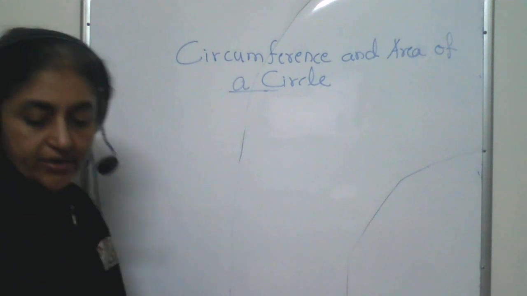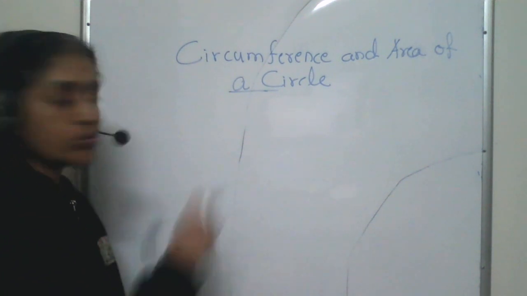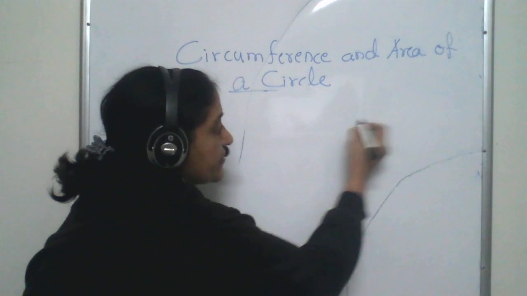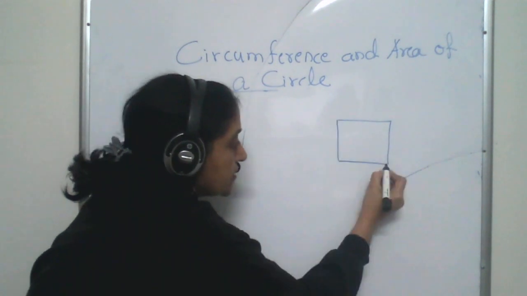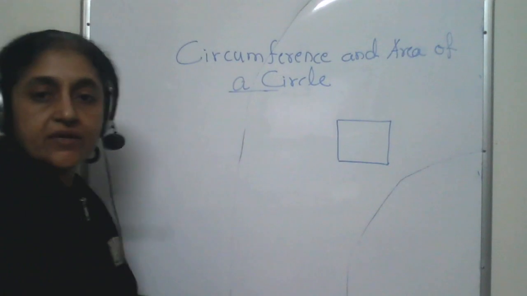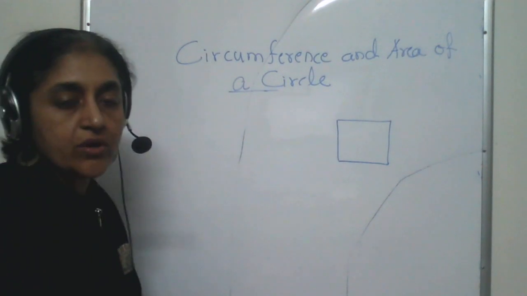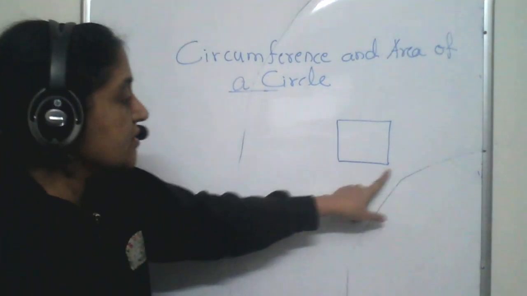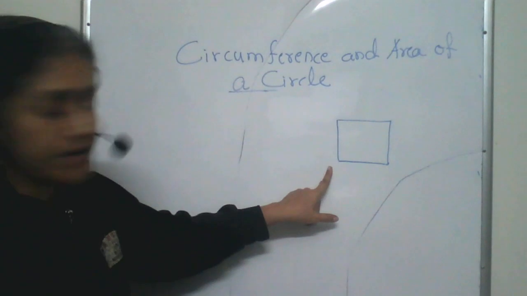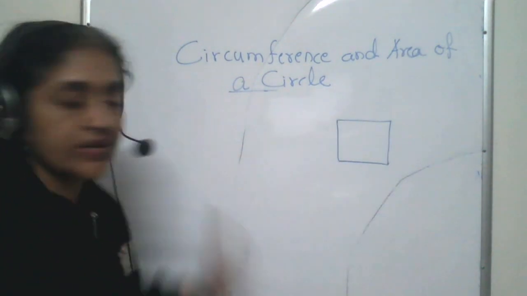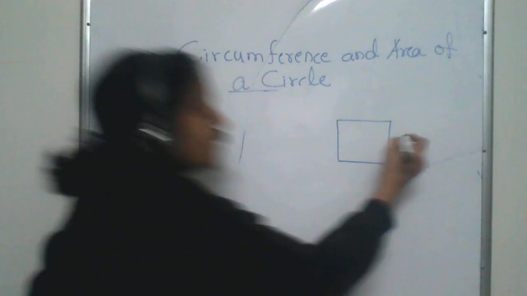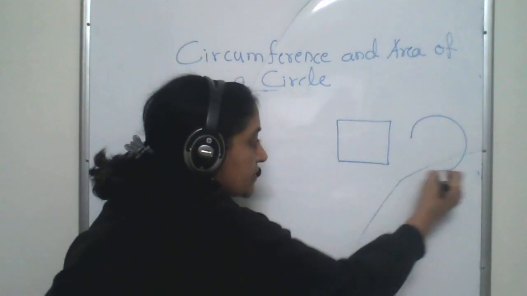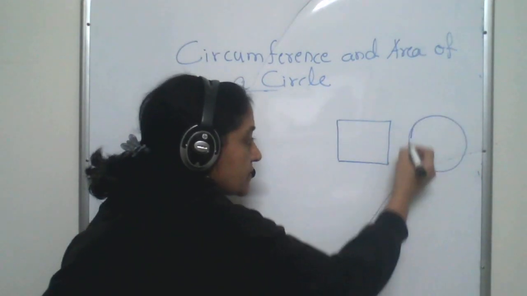suppose there is a thread you have taken. You took that thread and made a perfect square out of it. The thread ends here. Don't think that some part is remaining, all odd things. You took the thread and made a perfect square with it. Now you don't want that square shape, so you are turning this into a circle.